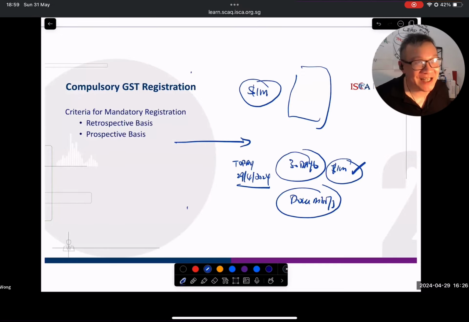Again, we always say that these examples are not exhaustive. You may have your own justification, but no matter what, you cannot keep it in silence. You cannot keep it in silence in the sense that, oh, you think that hitting the $1 million threshold is by luck and it will not happen again. Now, once you hit the million threshold, you've got to inform the Comptroller of GST. Okay, so this is very important.